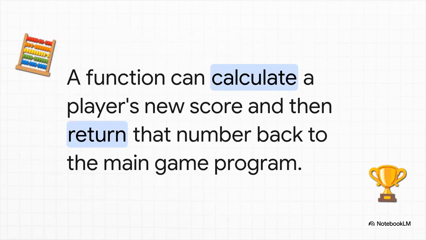Here's a perfect way to think about it. A procedure might just display the score on the screen, but a function will calculate it. You can send it the old score and the points the player just earned, and the function sends back the new total. The game then takes that number and uses it to decide what happens next, like maybe leveling up.